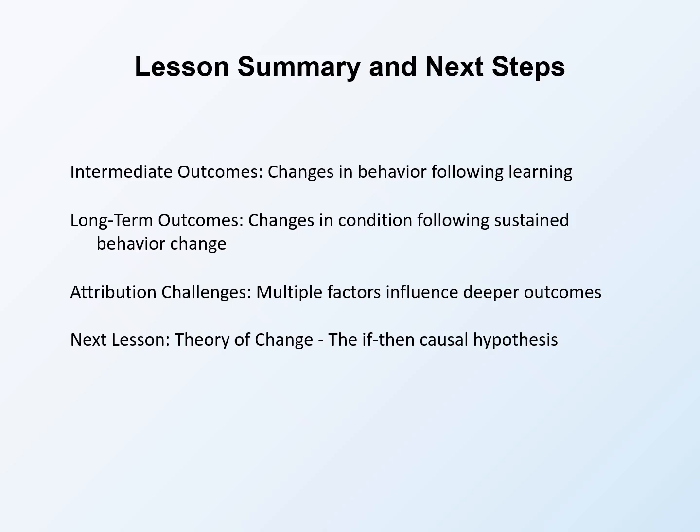Attribution challenges increase with deeper outcomes because multiple factors influence behavior and conditions beyond your program. Reasonable contribution claims are more credible than sole attribution claims. In our next lesson, we will explore the theory of change, focusing on the if-then causal hypothesis that explains why your program produces outcomes. Theory of change makes the logic underlying your model explicit.